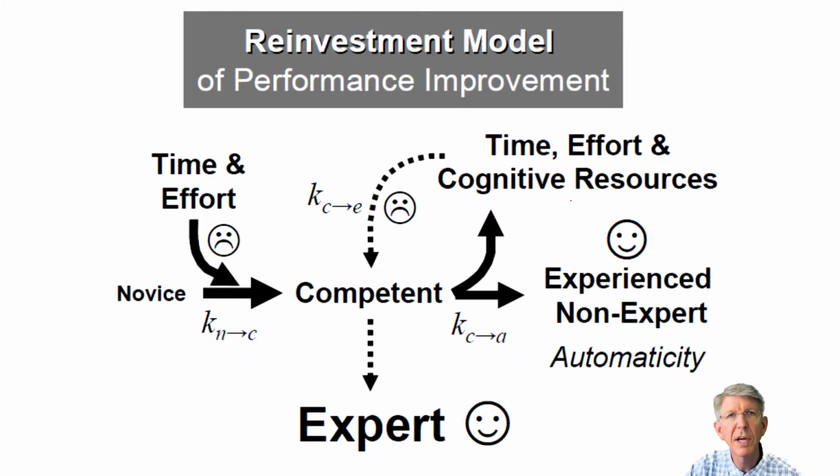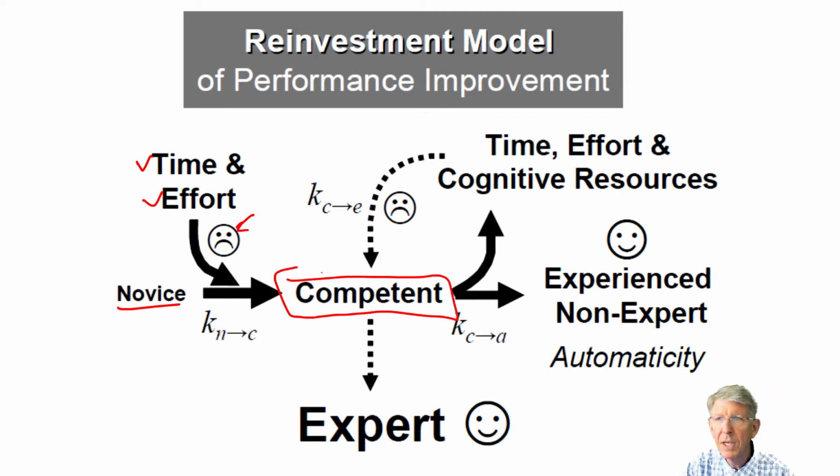This is a little cartoon I've made to schematize how this might look. When you're new to an activity, you're a novice, and it takes a lot of time and a lot of effort, and you can see the little fella here. He's frowning because things are difficult. It takes a lot of time and effort to do this when you're a novice. But after time, you become competent. It actually occurs sufficiently well so that you can be called competent.